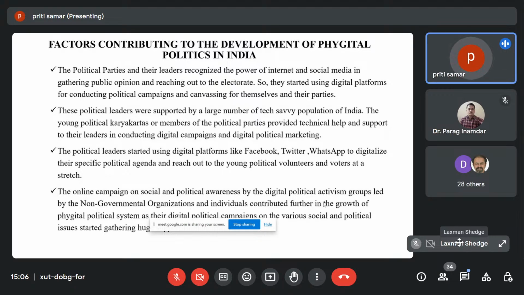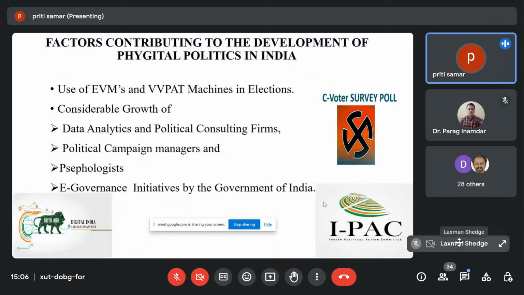The online campaign on social and political awareness by the digital political activism groups, led by the NGOs and the individuals, also contributed further in the growth of the phygital political system, as their digital political campaigns on the various social and political issues started gathering huge support from the masses. Apart from this, when the government of India started the use of electronic voting machines as well as the VVPAT, voter verifiable paper audit trail machines, this also led to the growth of phygital politics.